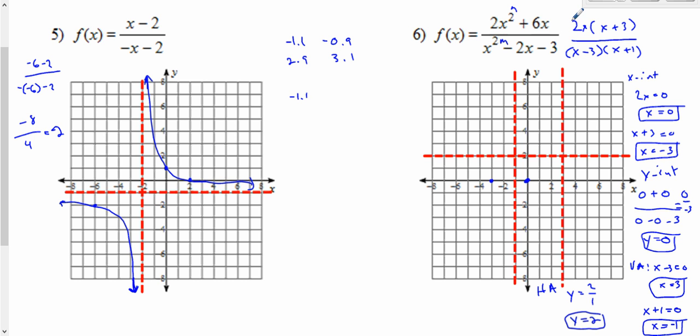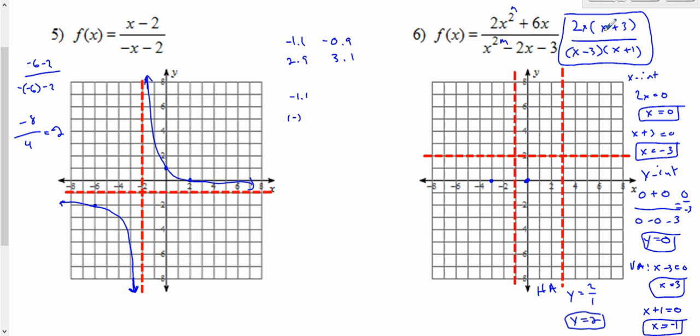When I plug in negative 1.1, I'm looking at the factored form over here. Again, you can just plug in and use your calculator, but I like to do each factor. So 2 times negative 1.1 is a negative 2.2, which is a negative number. I'm just plugging into that first factor.